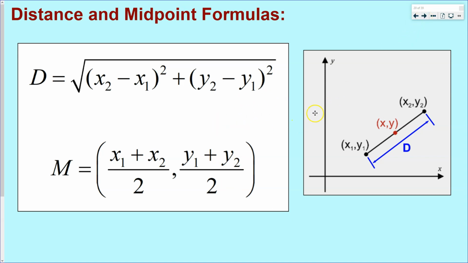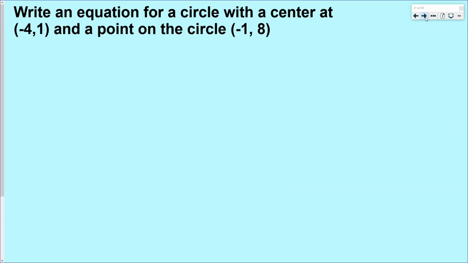If we have these formulas and we're just aware that they exist, then we can go ahead and start answering one of our questions. So let's start with that first one. Write an equation for a circle with center at -4, 1 and a point on the circle at -1, 8.